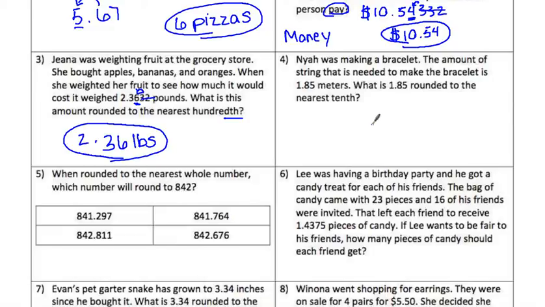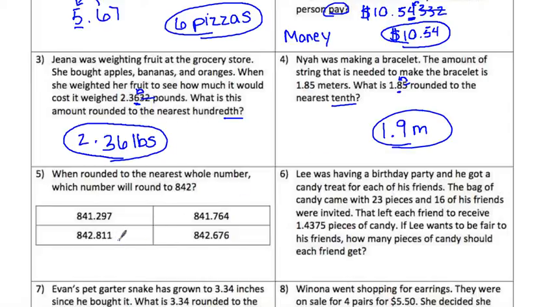Number 4, Naya was making a bracelet. The amount of string that was needed to make the bracelet is 1.85 meters. What is 1.85 rounded to the nearest tenth? Well, the 8 is in the tenths place. Look behind with the 5. 5 or above, give it a shove, so the 8 gets shoved to a 9, and I'm just cutting off the 5. So 1.9 meters.